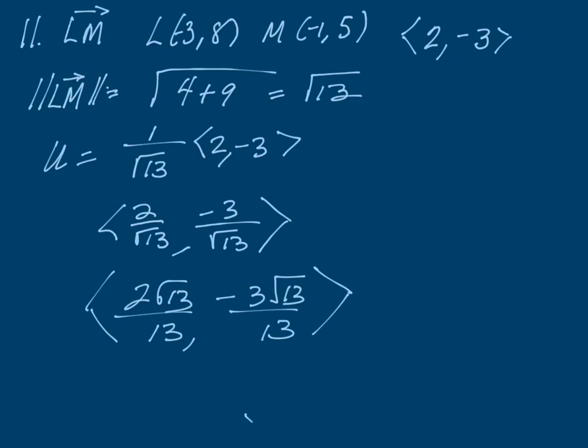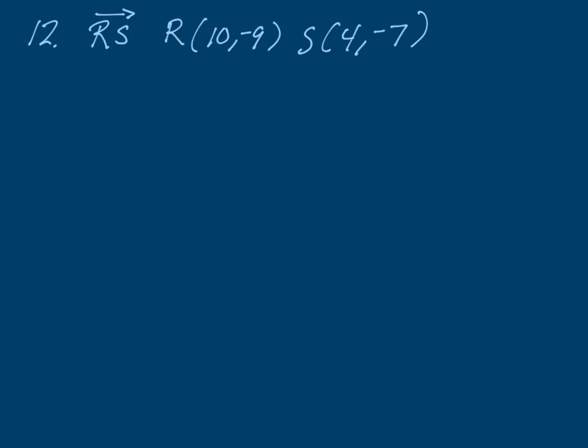And we got one more of these. Number 12, RS. And R is 10, negative 9, and S is 4, negative 7. So component form of RS would be 4 minus 10, or negative 6, and negative 7 plus 9, which is 2. So negative 6, 2.